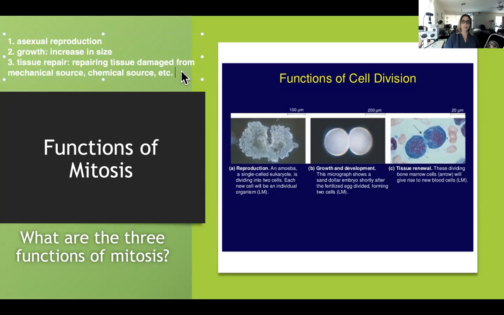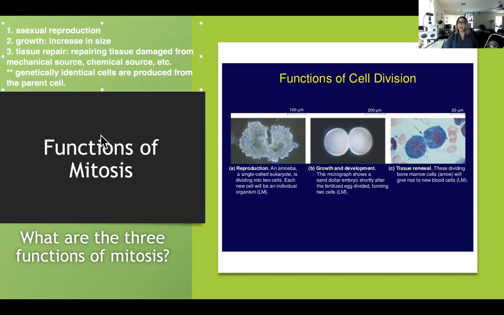Now, another key point that is really important about mitosis is that I'm going to write genetically identical cells are produced from the parent cell. We're going to go into that more as I show you the stages of mitosis. So you start with what we call the parent cell. You end up with two daughter cells, but they are genetically identical.